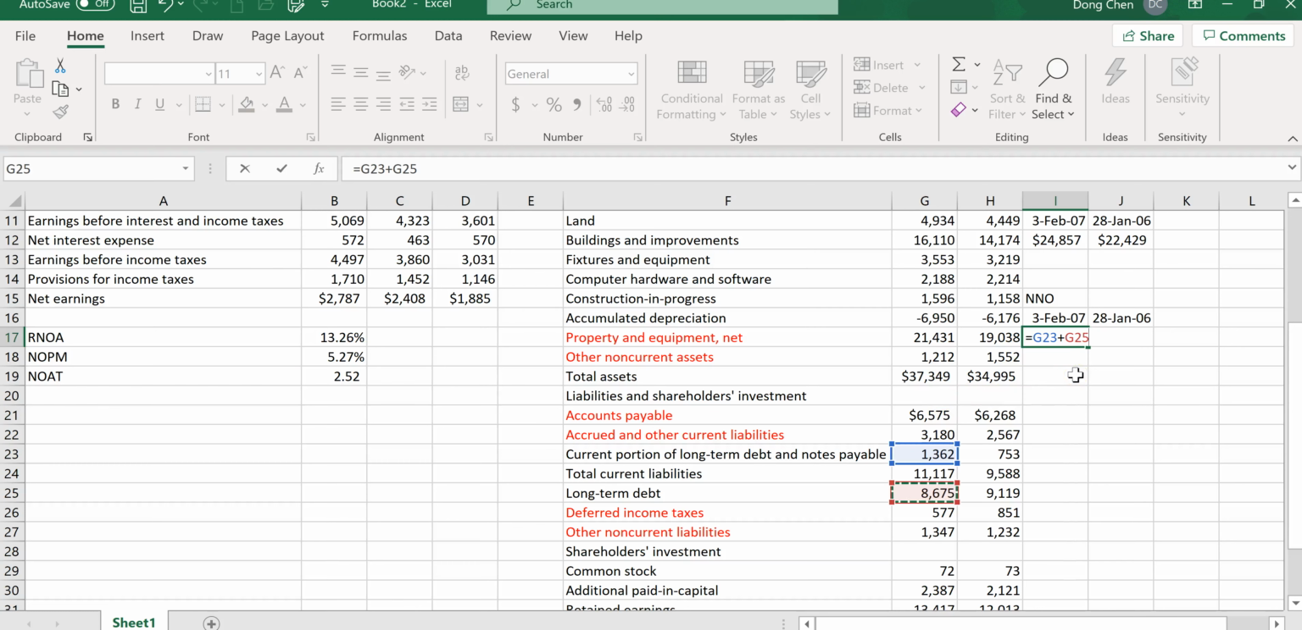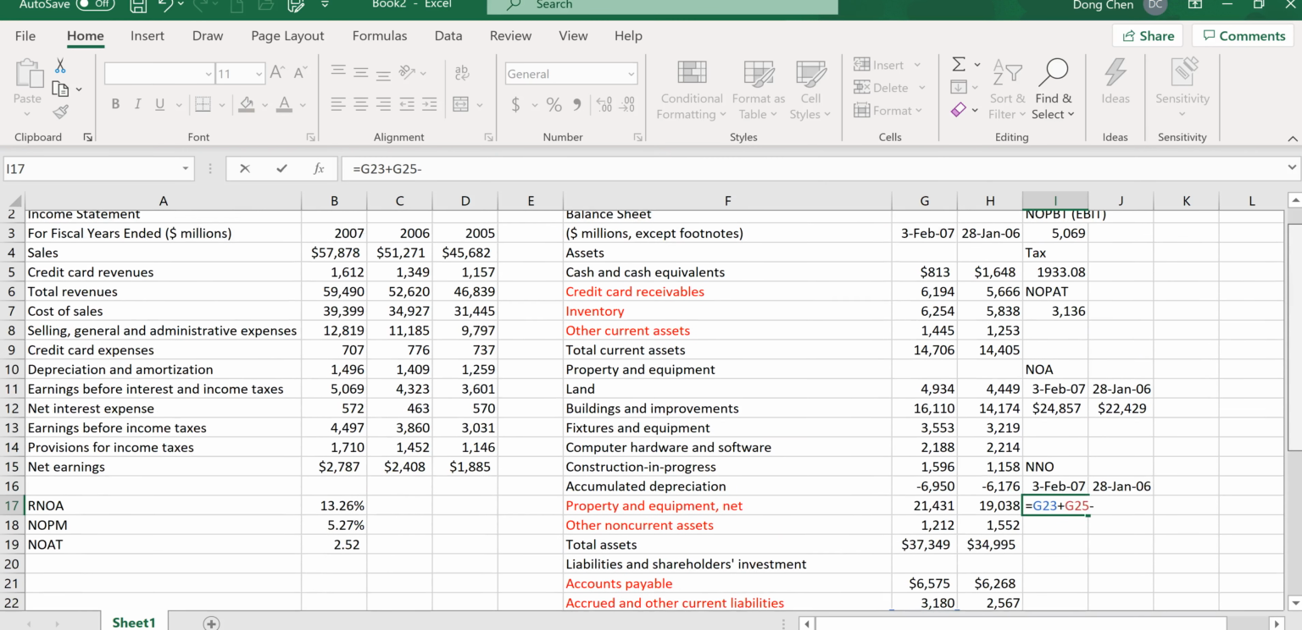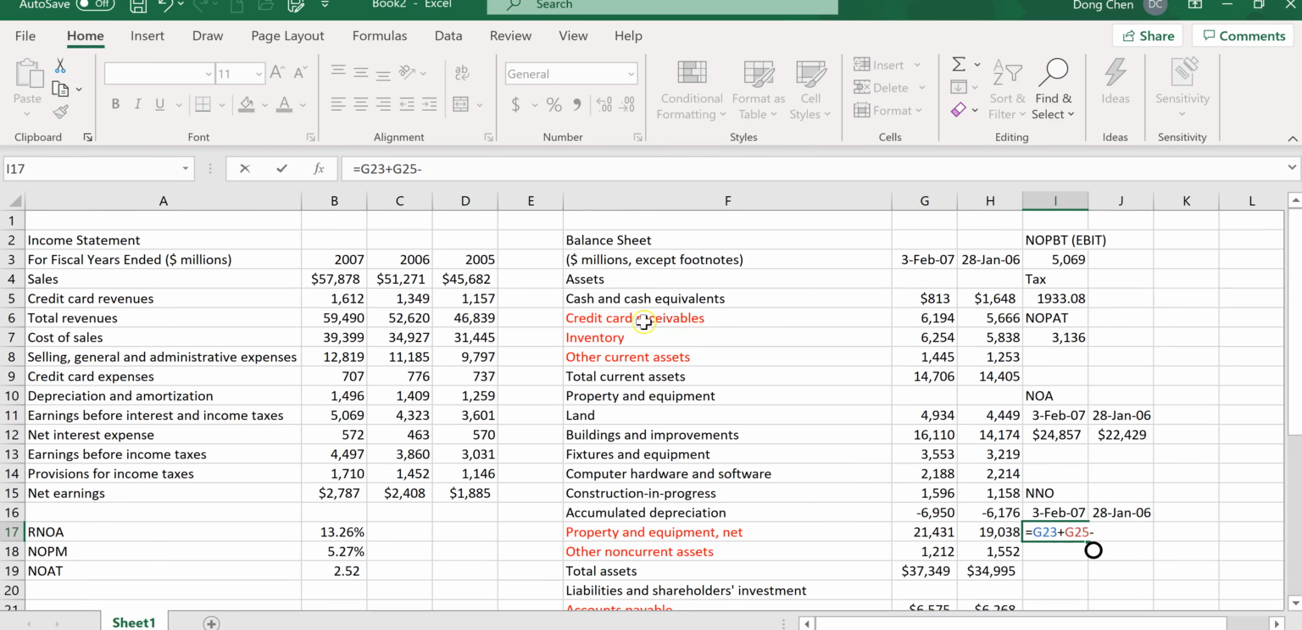And then we should also subtract the non-operating asset. So non-operating asset here basically is cash and cash equivalents. So it's right here. And let's check whether there's any other asset here. I believe not. So that's the only non-operating asset. So this is the net non-operating obligations.